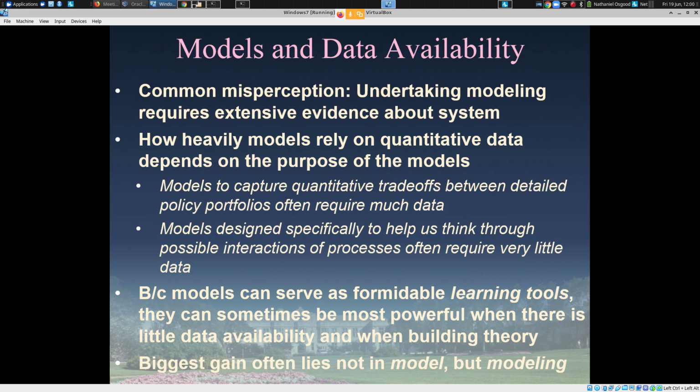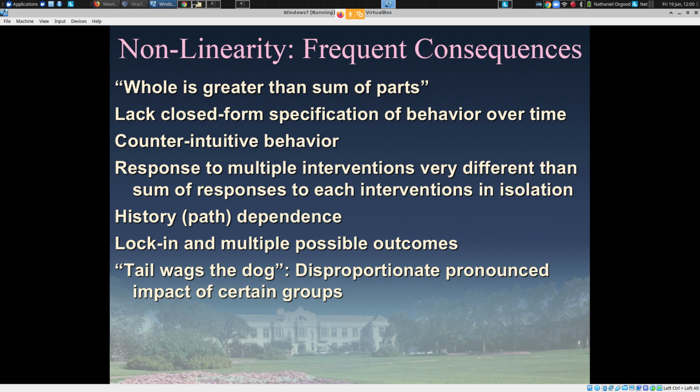And some of the most powerful models are the simplest ones. They teach an underlying truth, much as a political cartoon, a caricature, communicates some basic, obvious truth about the situation. But the things that are communicated here are often not obvious, except in retrospect. There are things that have eluded us in our thinking. So models can serve as these formidable learning tools, and they can be sometimes most powerful when there's little data available, and you're engaged in what's called theory building, a term used by Ross Hammond, which I rather like.